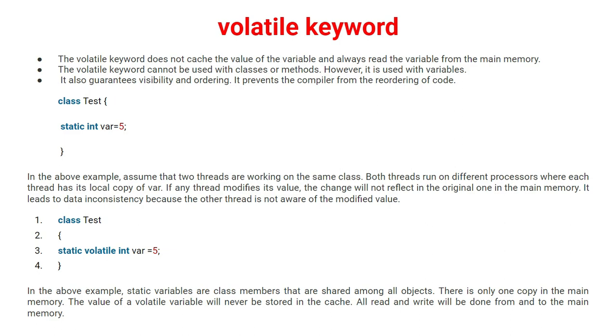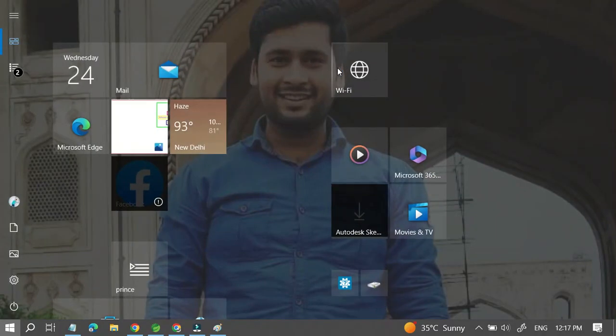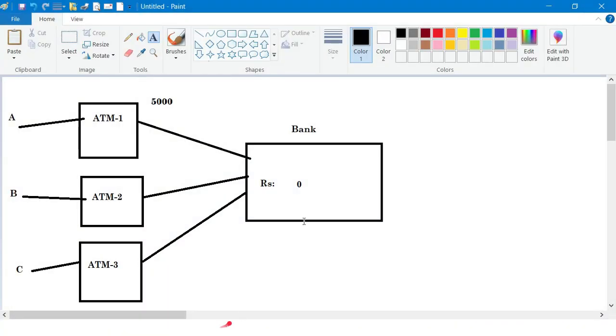Please understand what the volatile keyword is exactly. The volatile keyword does not cache the value of the variable and always reads the variable from the main memory. So what is the meaning of that? Let me give one example so that you can understand.